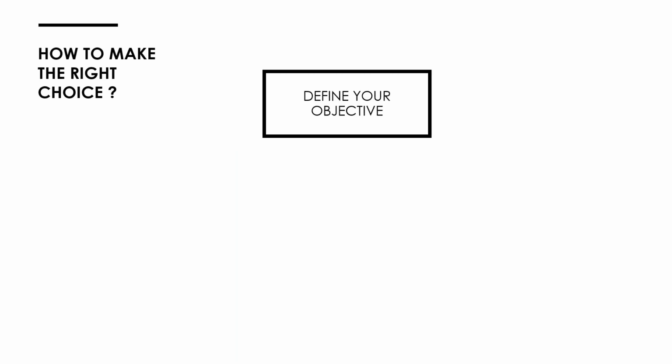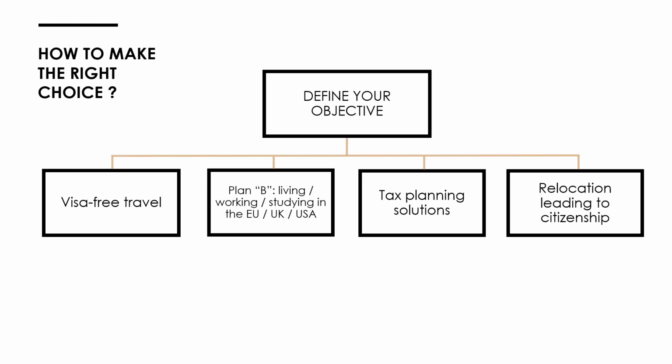So when we meet the client, I would say that these days, I would separate them into 4 groups by the purpose that they're trying to achieve. We're always trying to see what their objective is. One group is focused on getting visa-free travel. There are those looking at a plan B in order to be able to live, work, and study in another country, or to have an insurance policy. Those looking at tax planning solutions, and those looking at relocation, which would lead to citizenship. And the UK can actually provide a good solution for all of them.